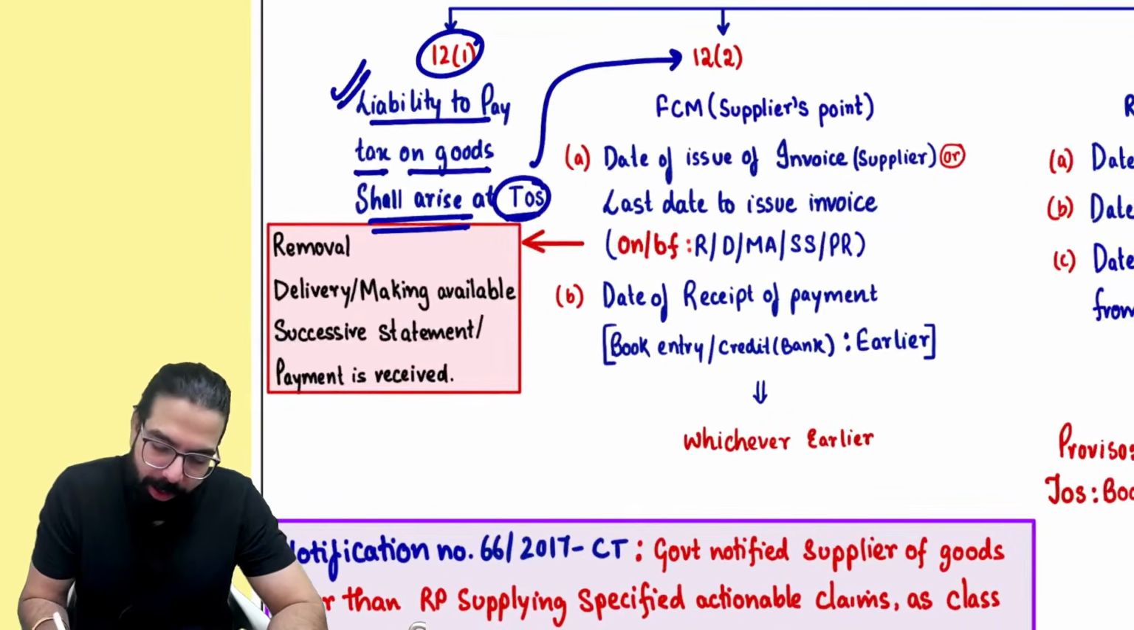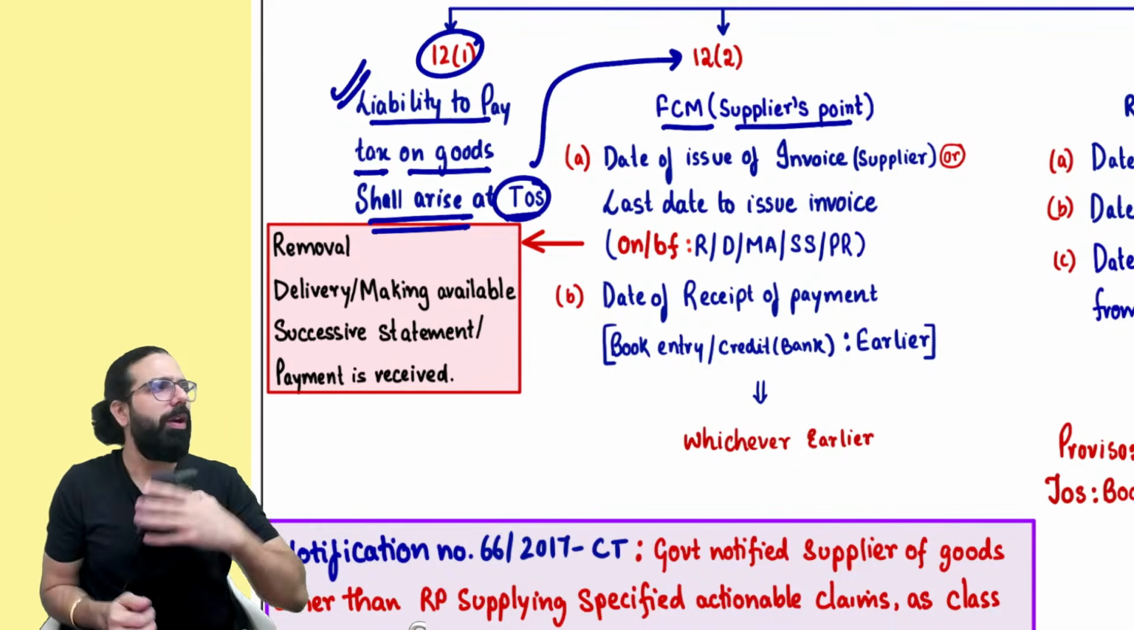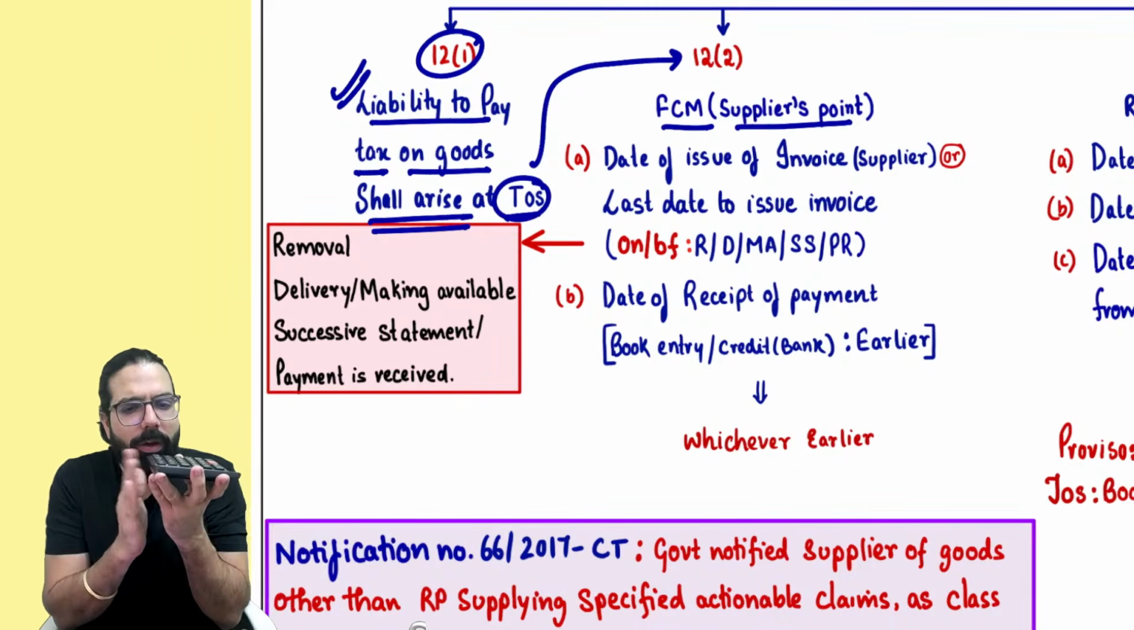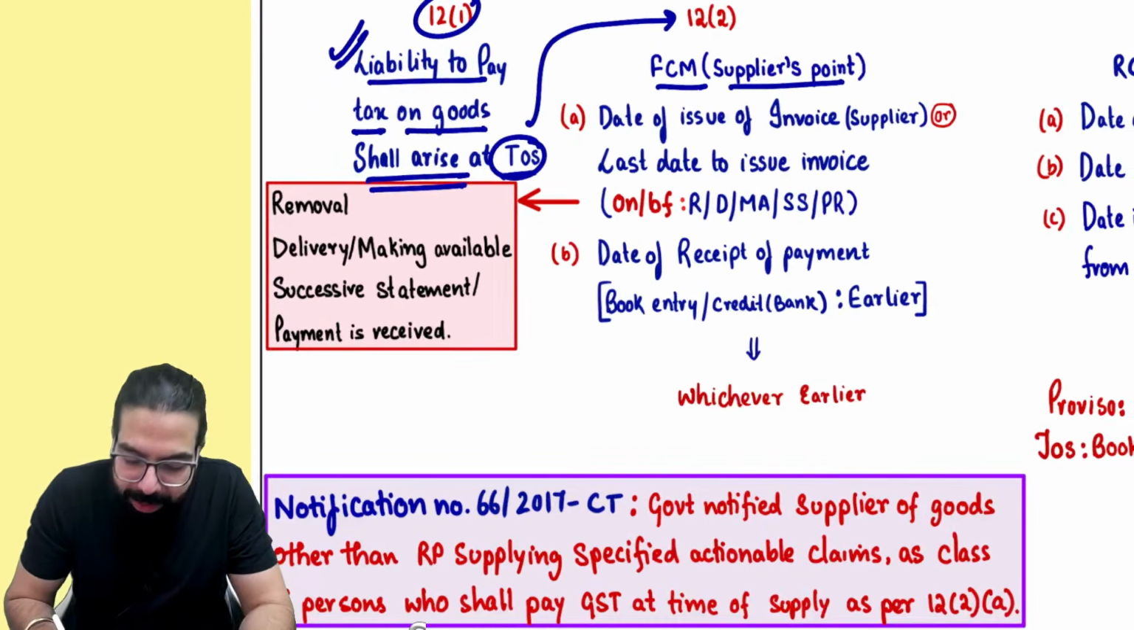Chalo, let's understand. Forward charge mechanism means supplier's point of view. For example, I am a supplier of this calculator. I supplied this calculator. When do I pay GST on this calculator now? That is told over here. That, sir, date of issue of invoice.